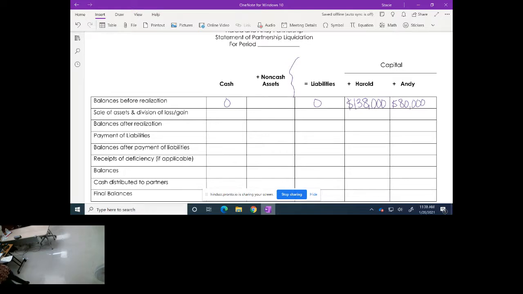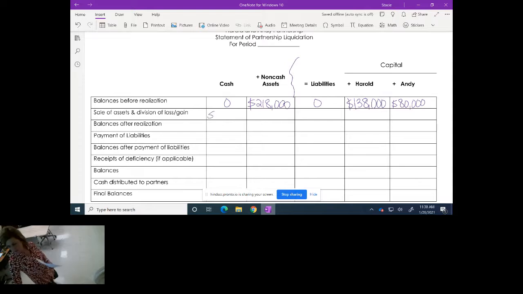50? What's this amount? 218. 218? Just add your capital together. Because remember, you've got two sides of this equation, and the total of this side should match the total of that side. Oh, gotcha. Okay. All right. So that's the next thing.